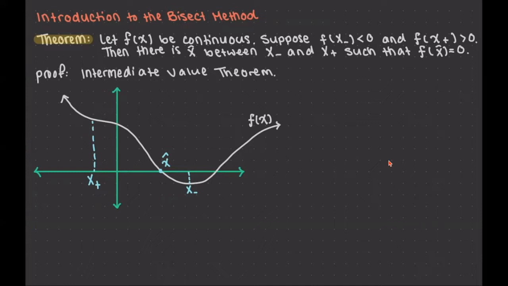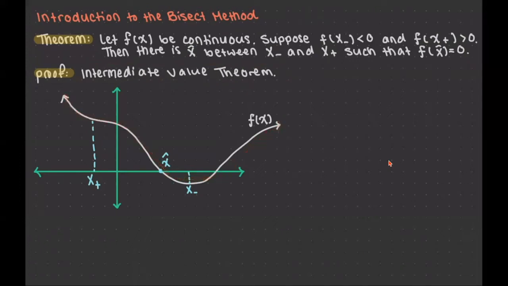So here's the theorem. Let f(x) be continuous, and suppose that f(x_negative) is less than 0 and f(x_positive) is greater than 0. Then there exists an x hat between x_negative and x_positive such that f(x hat) is equal to 0. So let's pick this apart, see what it's saying, and talk about why this is true. This should sound very similar to the intermediate value theorem. In fact, it really just is the intermediate value theorem specialized to the case where we're looking for the value 0.